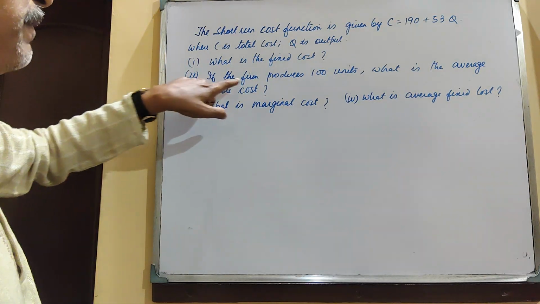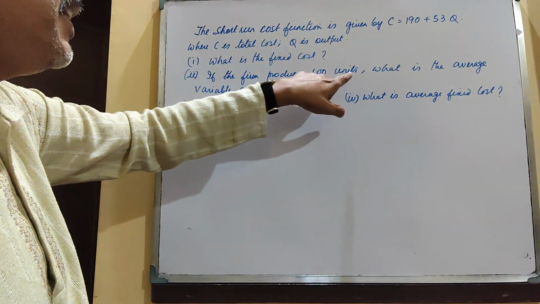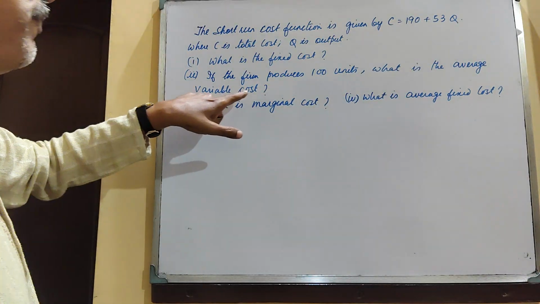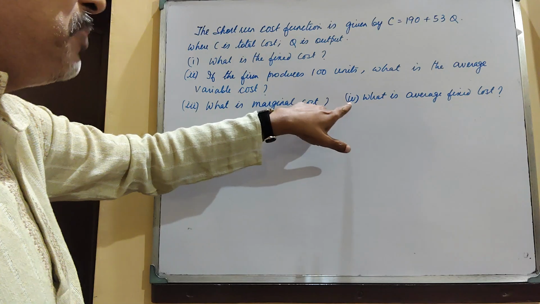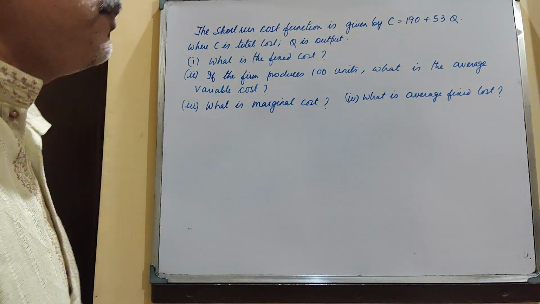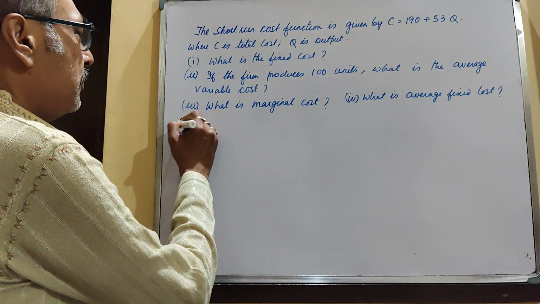Part 2, if the firm produces 100 units, what is the average variable cost? Part 3, what is marginal cost? And part 4, what is average fixed cost? The solution.